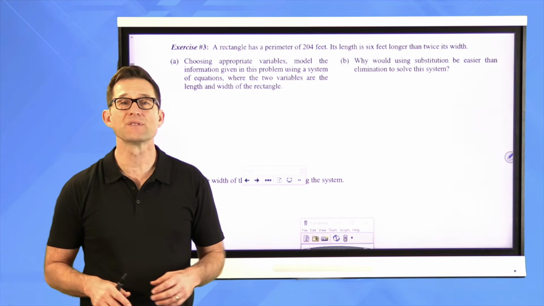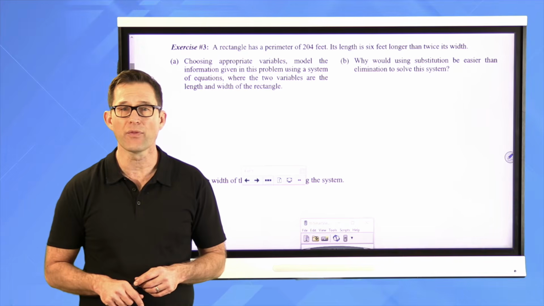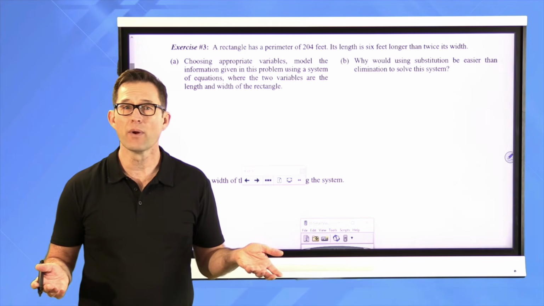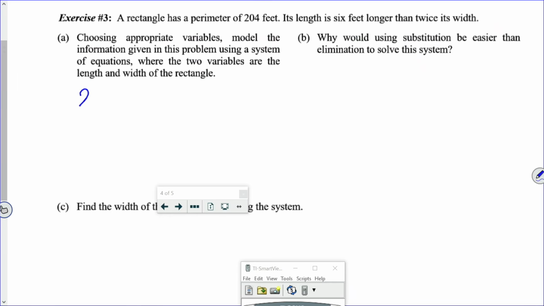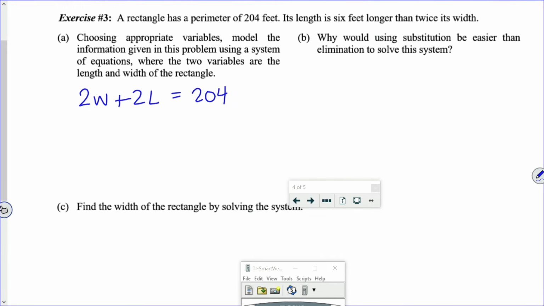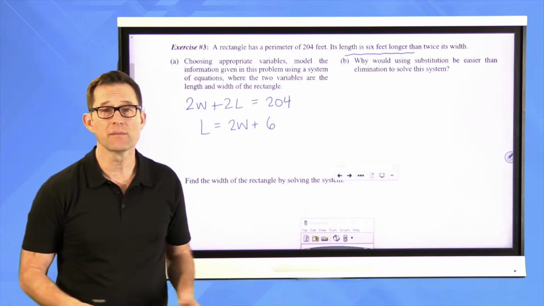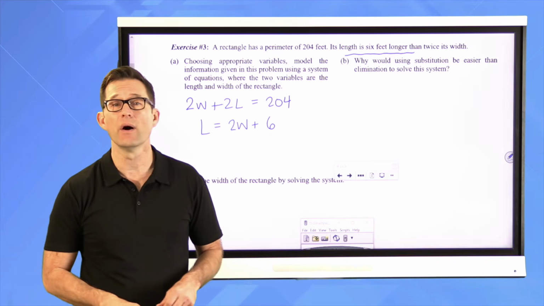Well, I think I'm just going to use the classic L and W for length and width. So I know the perimeter of a rectangle is 204 feet. What does that tell me? Well, that tells me that 2 times the width plus 2 times the length must be 204. All right, so that's just my perimeter. But I also know that the length is 6 feet longer than twice the width. So the length is twice the width plus an additional 6 feet. And there's my system of equations, right? 2 equations with 2 unknowns.